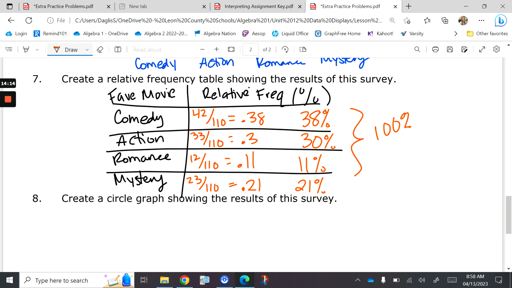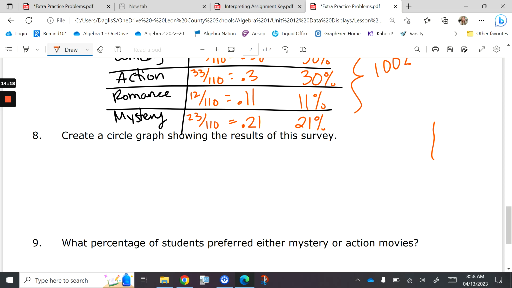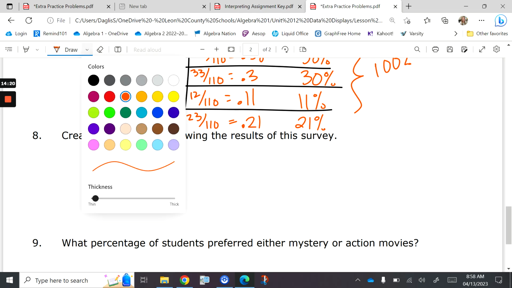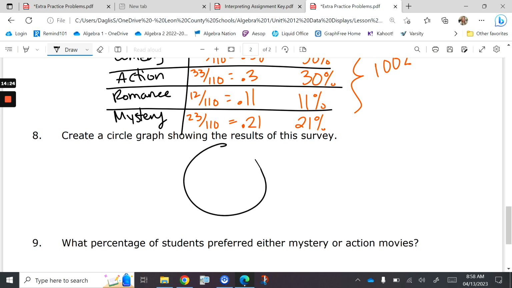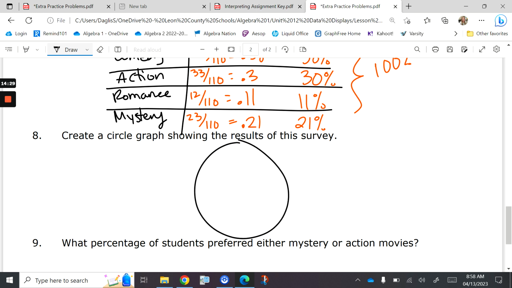All right. Now we get to create a circle graph. So to create a circle graph, we have to create a circle. Do it quick, like a Band-Aid. Oh, that's awful. Let's try again. That's a pretty good circle.